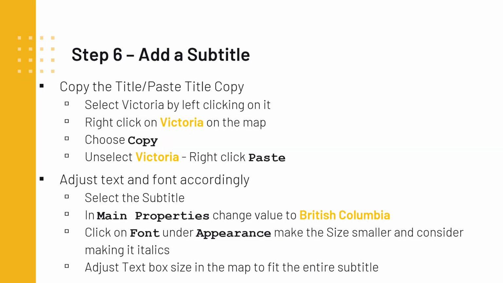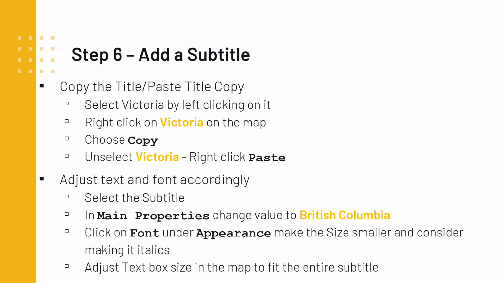So now that we have the title added, we're ready to add our subtitle. The easiest way to do this is to copy the title and then paste it. Okay, and then we'll adjust it after that. So select Victoria by left clicking on it on your map. Then you're going to right click on it so it brings up the pop-up. You're going to choose the copy option. You're going to unselect the word Victoria and then right click and choose paste.